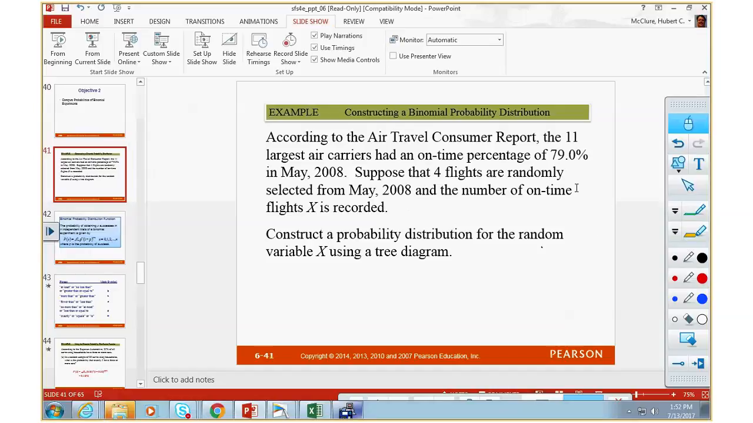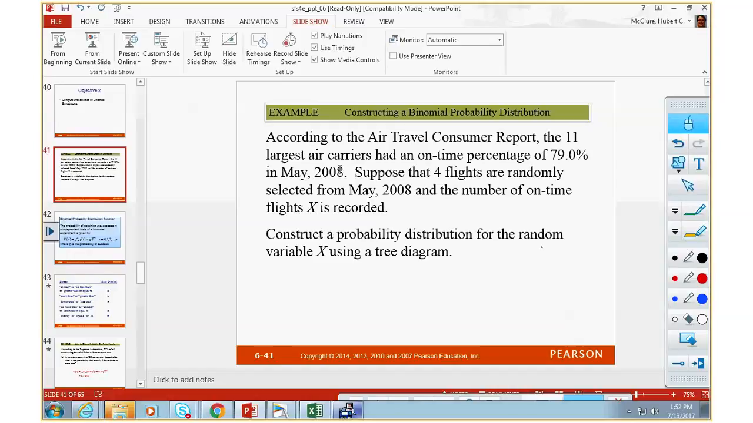According to the Air Travel Consumer Report, the 11 largest, 11 is not anything to do with the problem, had an online percentage of 79%. So what do you think that percentage is? P? Okay, N is 11, I'm sorry. 79% is P, and what is 4? X. So we're going to use N, P, X.